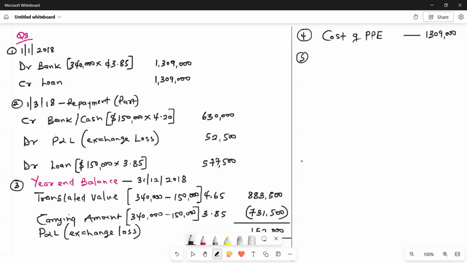You agree that the depreciation for 2018, what is the useful life? 50 years. When was that set up? Is it on the same 1st January? Yes, sir. 1,309,000 all over 50 years. So how much are we getting? 26,180.